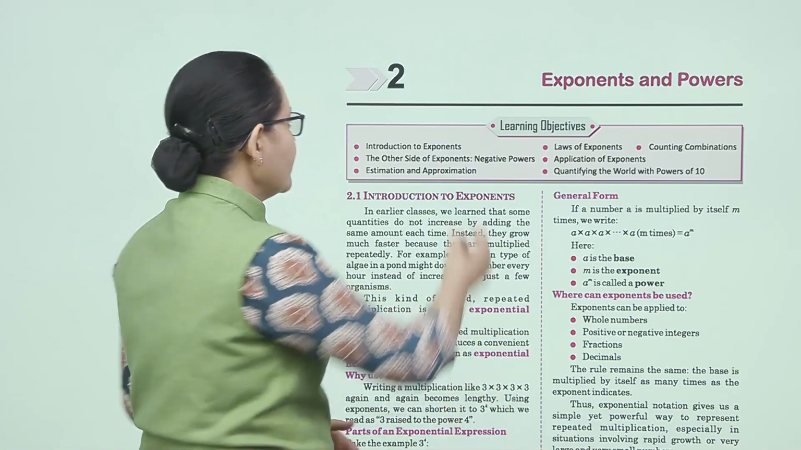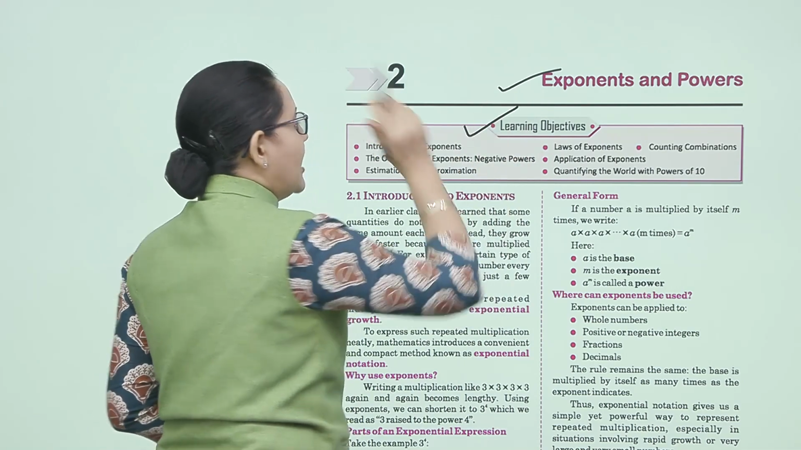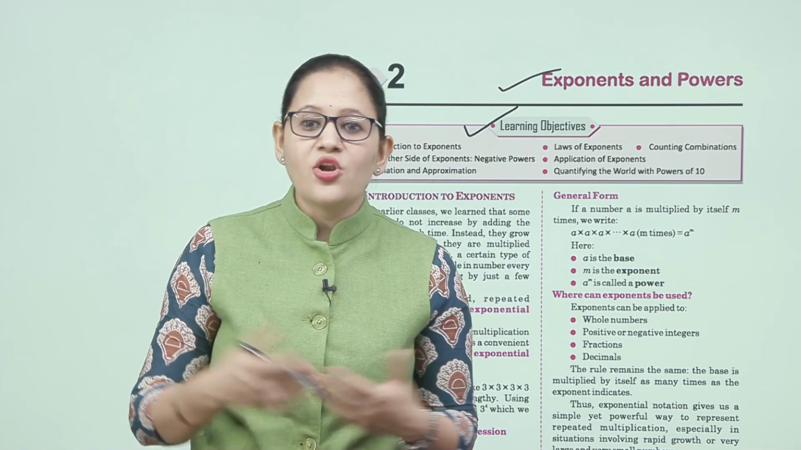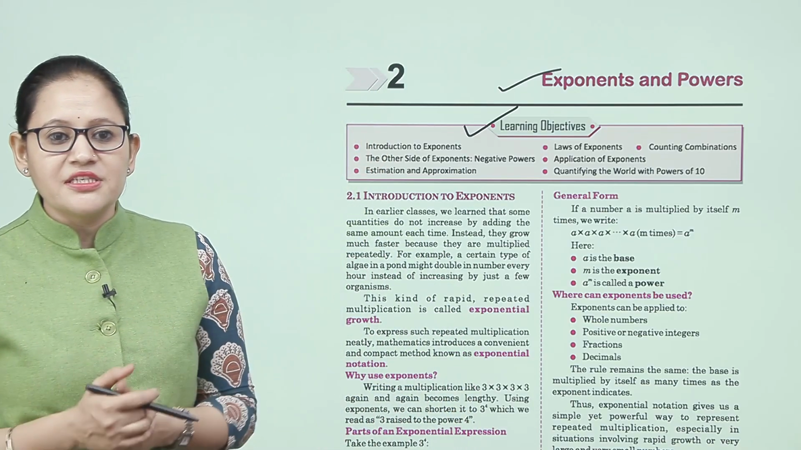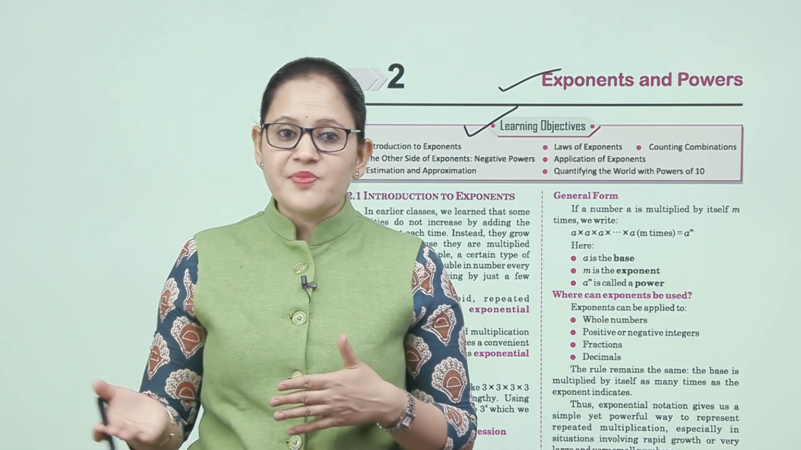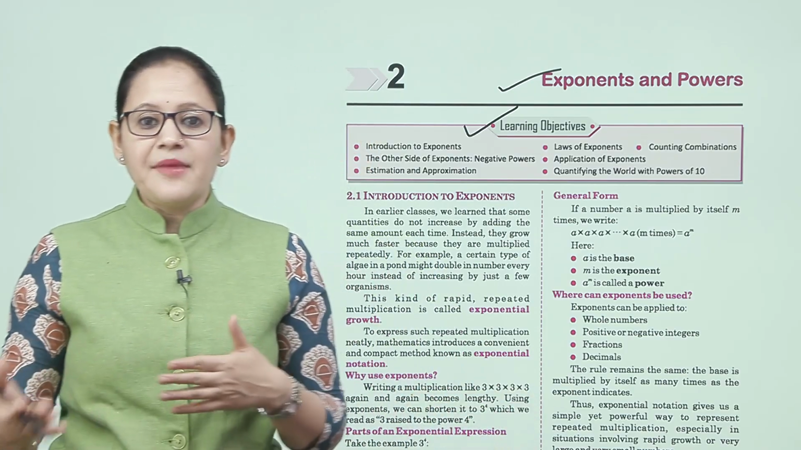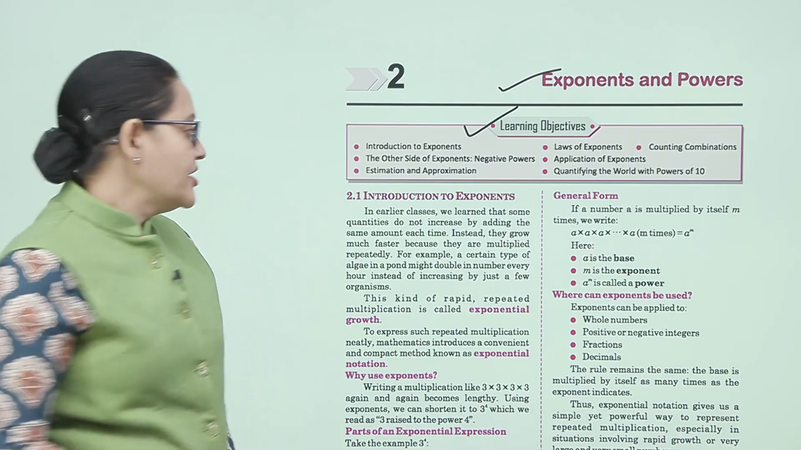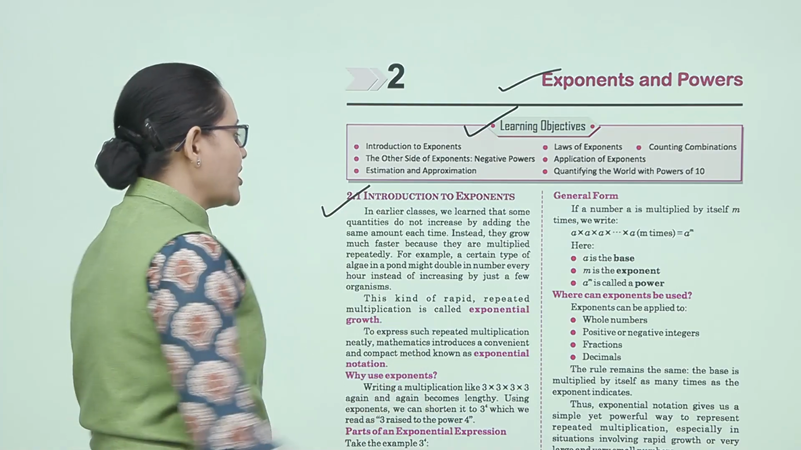In this chapter, exponent and power, our learning objectives are introduction to exponent, laws of exponent, counting, combination, the other side of the exponent, negative powers, application of exponent, estimation or approximation, and quantifying the word with the power of 10. So we are going to start with the introduction to exponent.